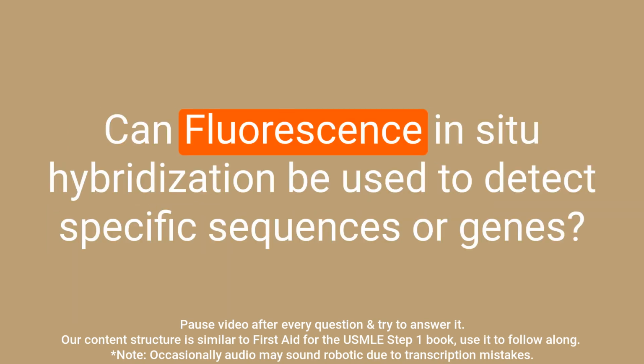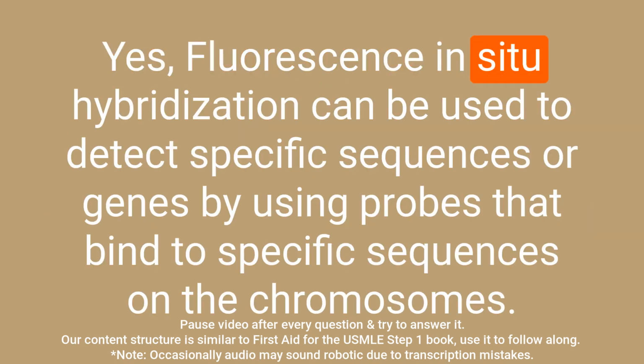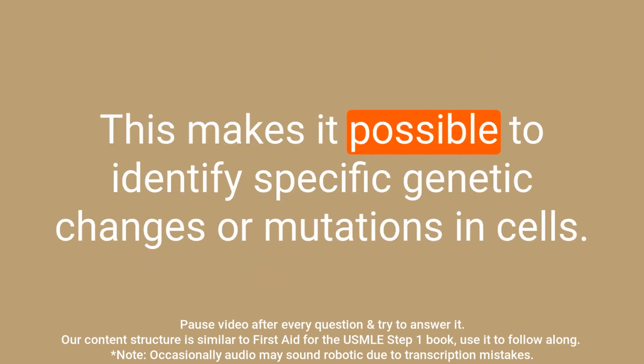Question: can fluorescence in situ hybridization be used to detect specific sequences or genes? Answer: yes, it can be used to detect specific sequences or genes by using probes that bind to specific sequences on the chromosomes. This makes it possible to identify specific genetic changes or mutations in cells.